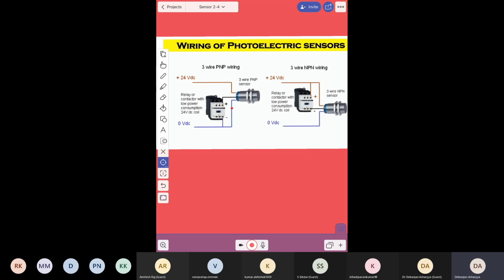And there is another wire that is the negative. On the other hand, in case of NPN wiring, you will find the command coming from the photoelectric sensor is negative type. See the negative voltage. So the relay you have connected has its negative terminal connected to the photoelectric sensor because it is NPN wiring. Fine.